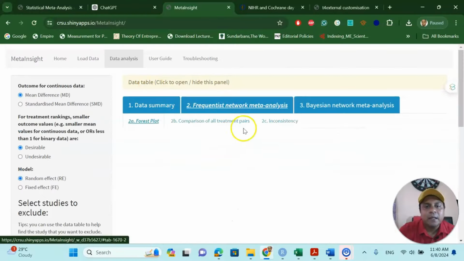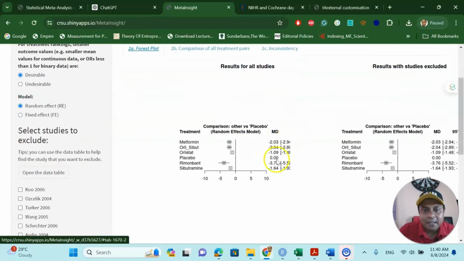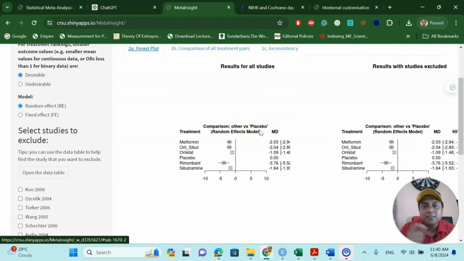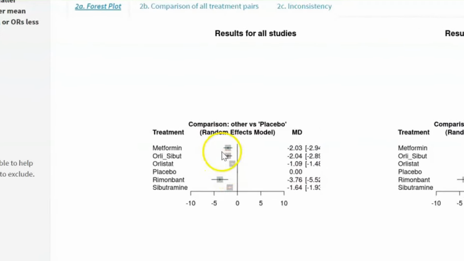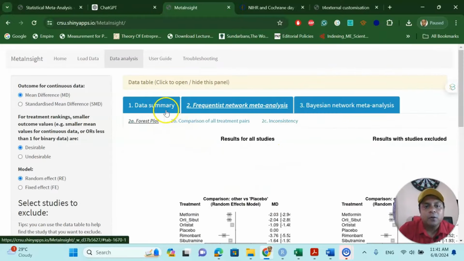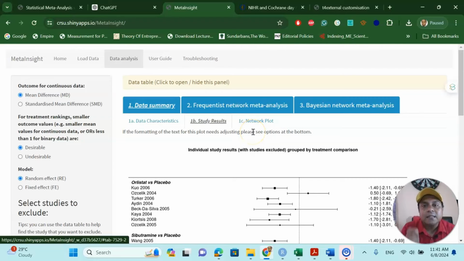In this frequentist network meta-analysis, you can always check individual comparisons, like others versus placebo, meaning all the drugs versus placebo. As I said, in the left-hand side most of the circular diagram points are there, and the forest plot indicates these drugs have a significant impact on patients, reducing the obesity problem. The forest plot, the data summary, or the study results are just a click away to find your network meta-analysis holistic results. So I believe this open-source, web-based software, MetaInsight, is a fantastic way to analyze your network meta-analysis.